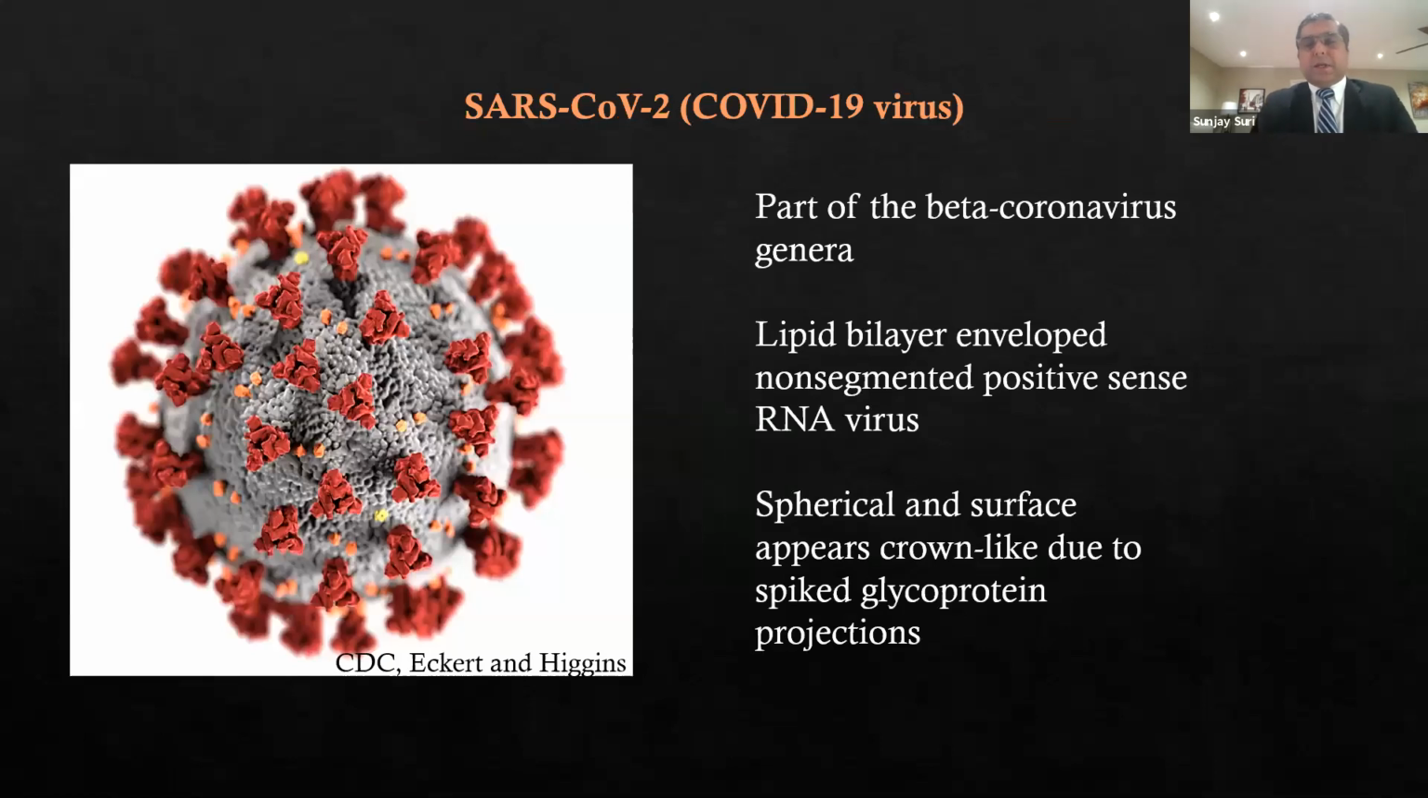So to recapitulate, you've all discussed this in several other sessions, but just to recapitulate, SARS-CoV-2 is a part of the beta coronavirus genera. It is a lipid bilayer enveloped non-segmented positive sense RNA virus. So that's the lipid, it's encased within that lipid sheath. It's a spherical virus, and the surface appears crown-like because of the spiked glycoprotein projections. You have seen this figure probably 100,000 times by now.